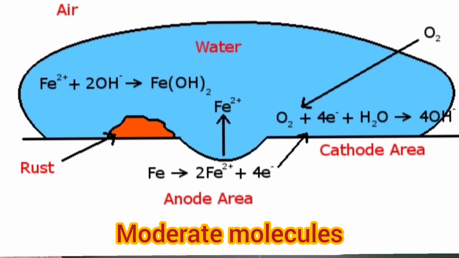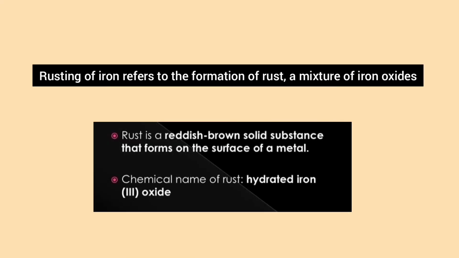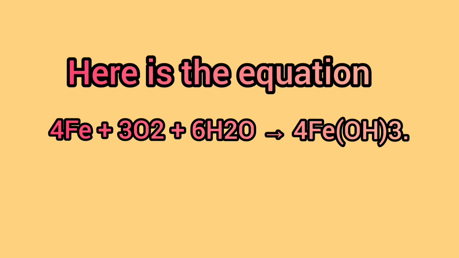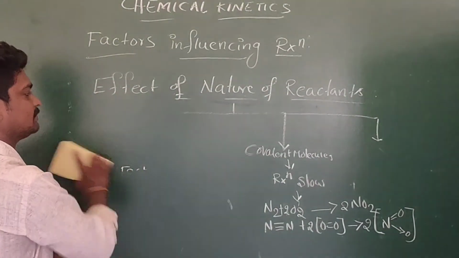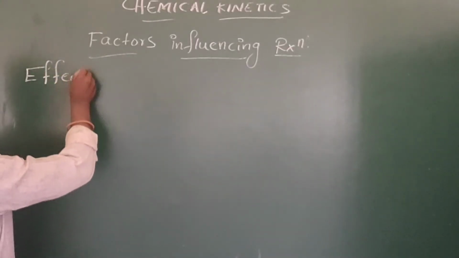Okay, have you understood? After ionic molecules and covalent molecules, there is another one, that is moderate molecules. Moderate molecules take a very long time. That's why they are very slow. Example, rusting of iron. Here you can see in the picture how the reaction of rusting of iron takes place. Okay, and next one. So next factor, effect of surface area.